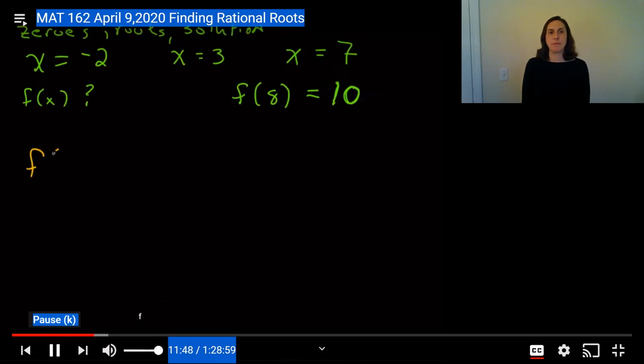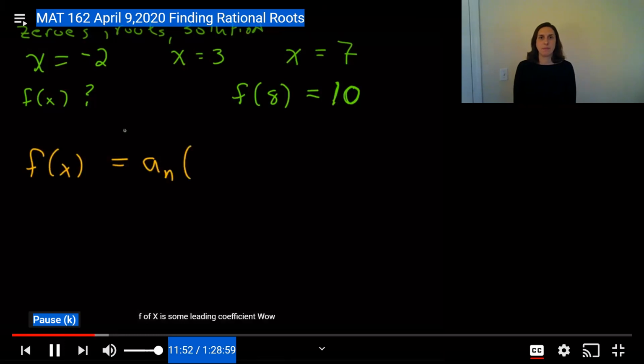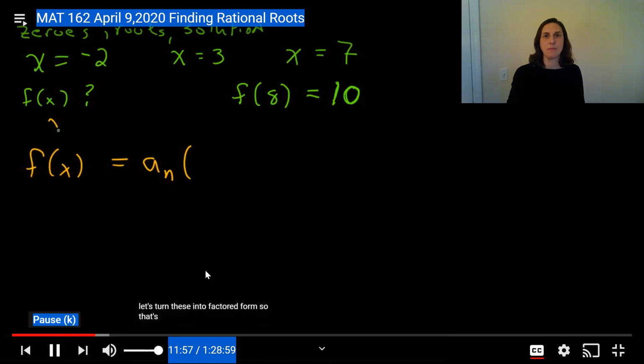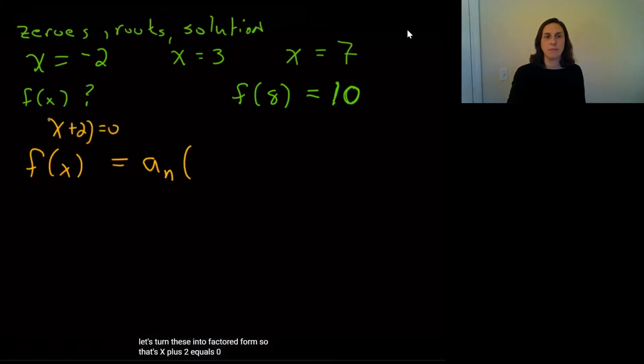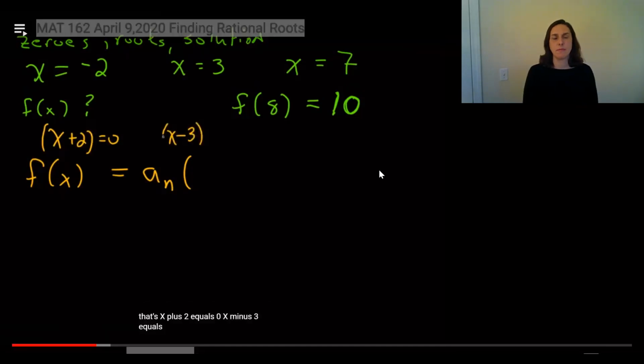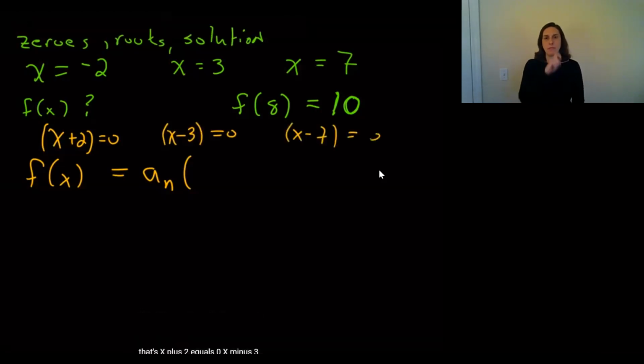f of x is some leading coefficient. Well, let's turn these into factor form. So that's x plus 2 equals 0, x minus 3 equals 0, and x minus 7 equals 0.